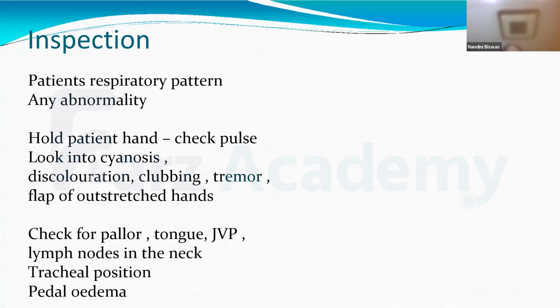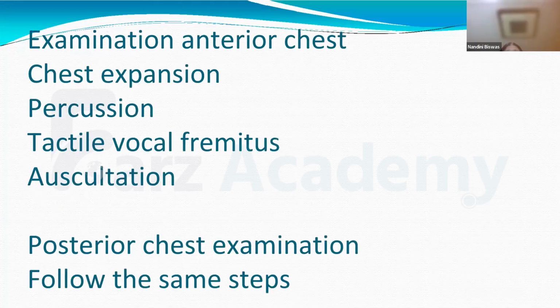Then check for pallor, go to the neck, check for pallor, tongue, cyanosis, JVP, lymph nodes, all in one sleek movement. Then go for tracheal position and then pedal edema. Ask permission and inform the patient what you're going to do next, and it should be part of your being. This does not take time, it can happen very rapidly, one after the other.